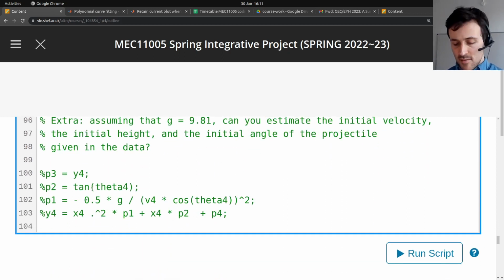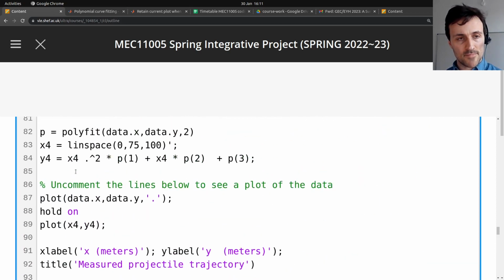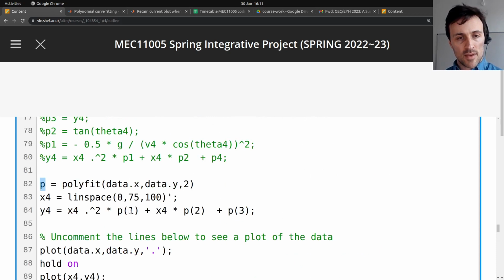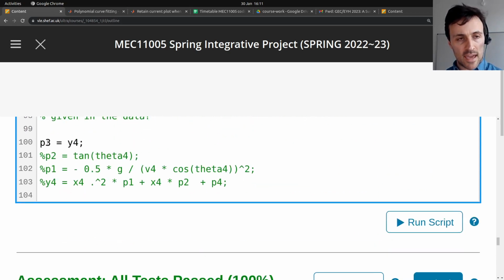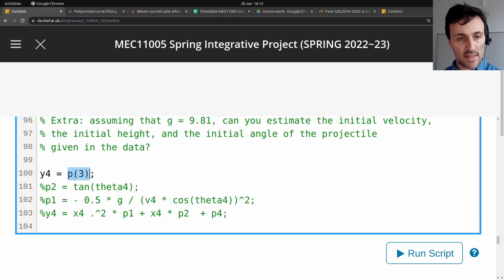We've got this vector p from the data, by doing polyfit: P1, P2, P3. So let's have a look. P3 equals the initial height. So all we have to do is reverse who equals who and put the initial height, which we're going to call y4, equals P3. That's the first part. The question says estimate the initial height, and we've done that. Next we're going to get the angle from this second equation here.